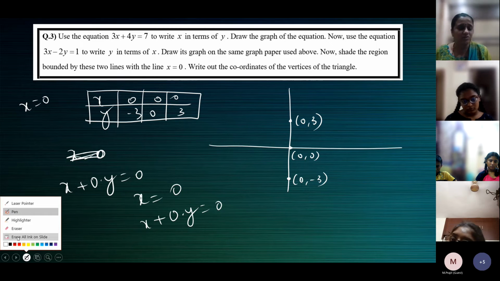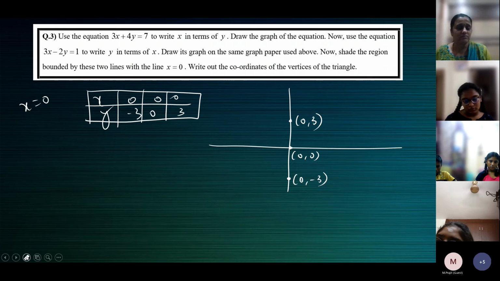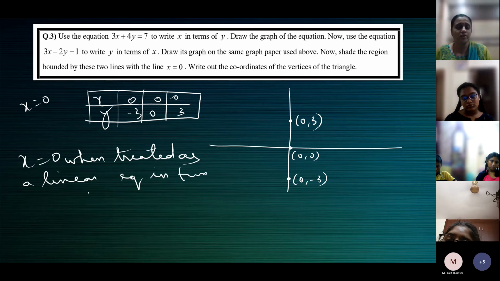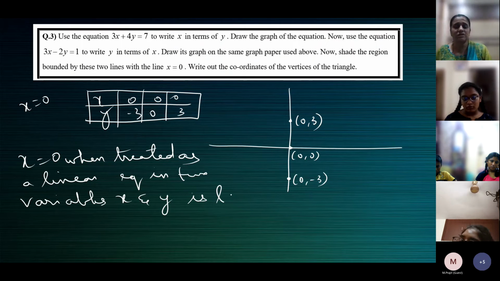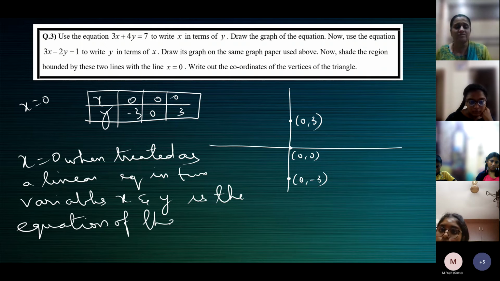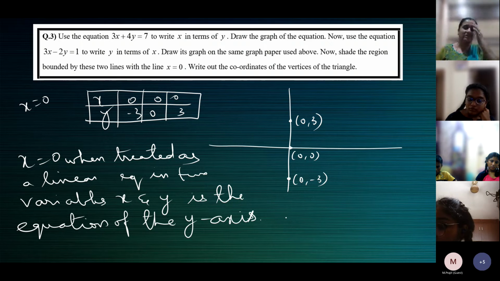X is equal to 0 is the equation of the y-axis. That's the important result which you need to take down. X is equal to 0, when treated as a linear equation in two variables x and y, is the equation of the y-axis, which is also a straight line. That also should be represented by an equation, and the equation is x is equal to 0.